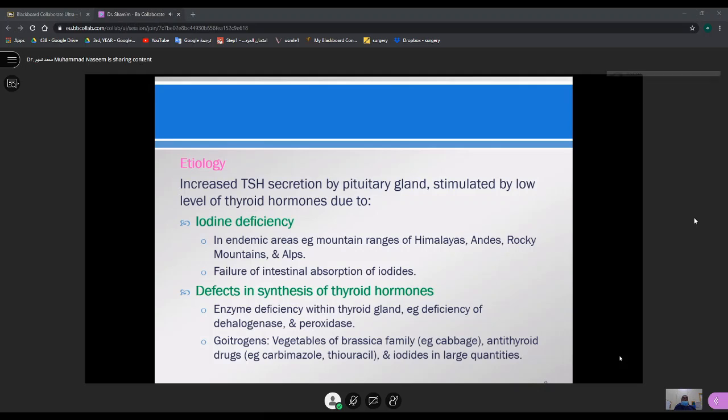Causes include iodine deficiency in endemic areas, for example, the mountain ranges of the Himalayas, Andes, Rocky Mountains or Alps, or failure of intestinal absorption of iodides. There may be a defect in the synthesis of thyroid hormones due to enzymatic deficiency within the thyroid gland, like deficiency of dehalogenase and peroxidase, or the patient is taking some goitrogens like vegetables of the Brassica family, for example, cabbage, anti-thyroid drugs, for example, carbimazole or thiouracil, or taking iodide in large quantities.